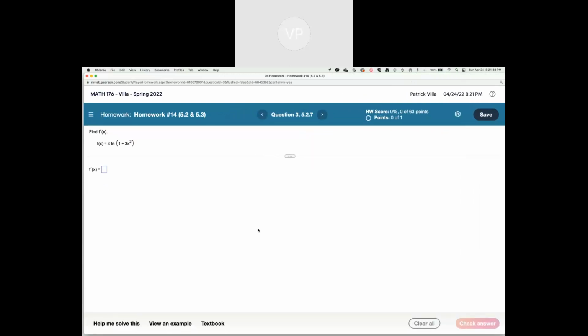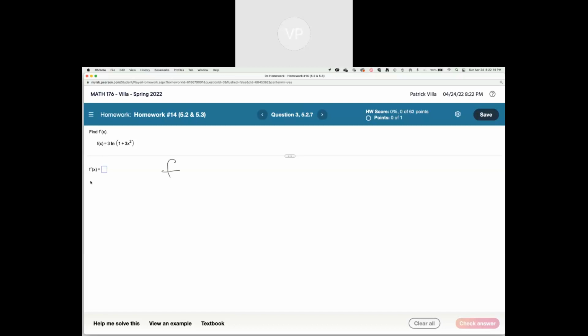Okay, so they want us to find f prime of x. So notice this is not an integral. These first couple problems are sort of reminders of the derivatives, because as you saw, we're using so many derivatives here. We have to know how to find the derivative of a given function. And they want it to be a faster process.